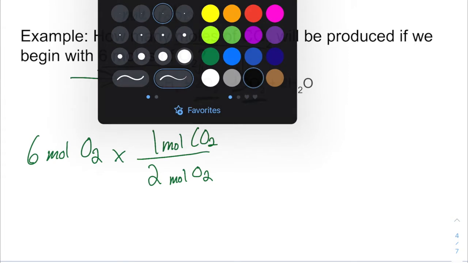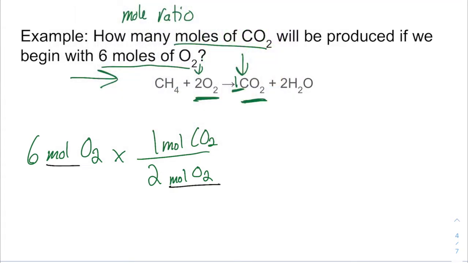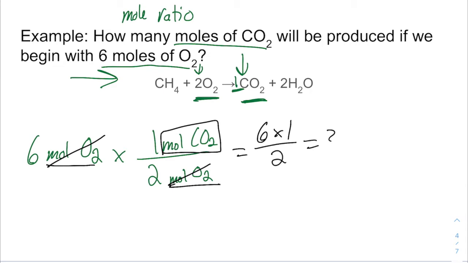Remember, if there's nothing in front of it, that just means there is an invisible 1. Now I can cancel out my units. Moles of O2 cancel out, and now we're at moles of CO2. Do the exact same thing as I've been doing: 6 times 1 divided by 2 gives us 3 moles of CO2. What that means is that if we began this chemical reaction with 6 moles of oxygen, we would predict that we would produce 3 moles of CO2.